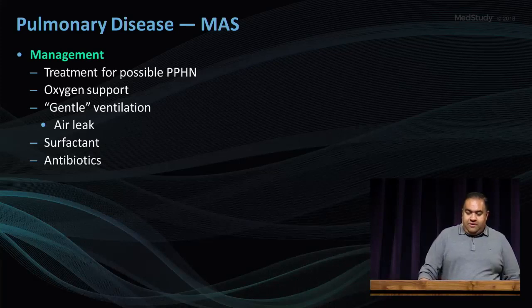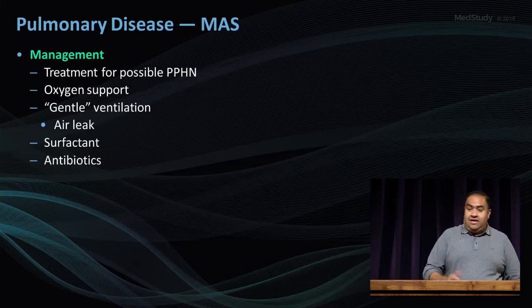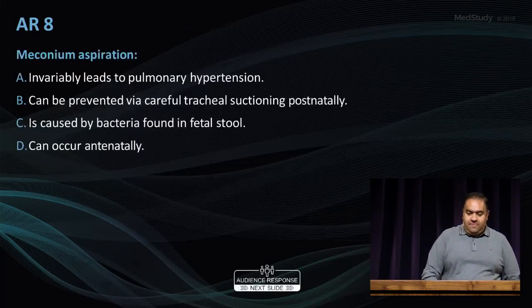So treatment for the PPHN: oxygen support, general ventilation. If you get yourself in a lot of trouble, antibiotics usually. Surfactant, I usually dose them with a 1.5 times surfactant dose. And then if you really are in trouble, then ECMO is the alternative.